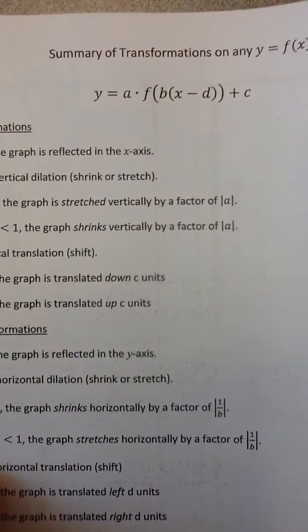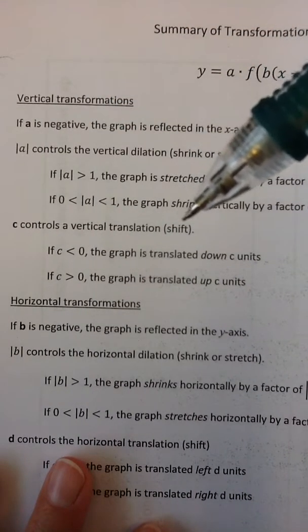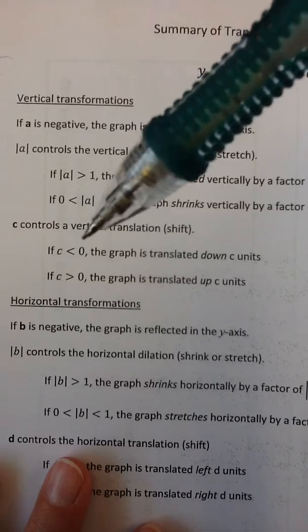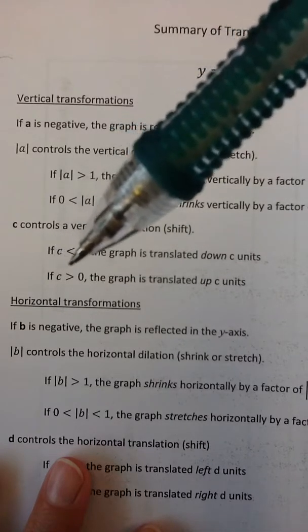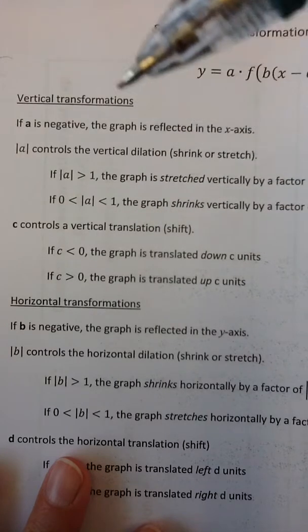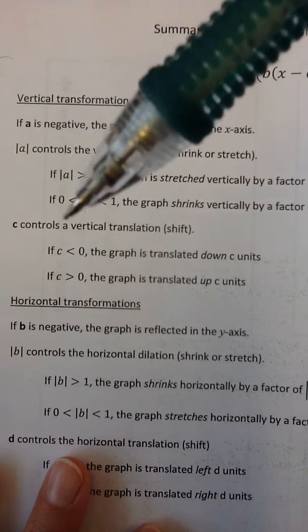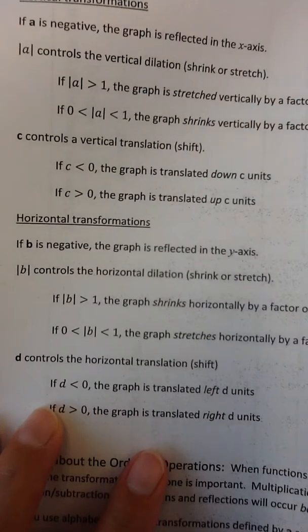C, which is what we're adding outside the parentheses right there, controls the vertical translation or shift. If you add a negative, it's going to shift down, which is the same as subtraction, and if you add a positive, c greater than 0, then it's going to move up c units. This is just a summary of all the vertical things that you can do. And then down here you have a summary of the horizontal.